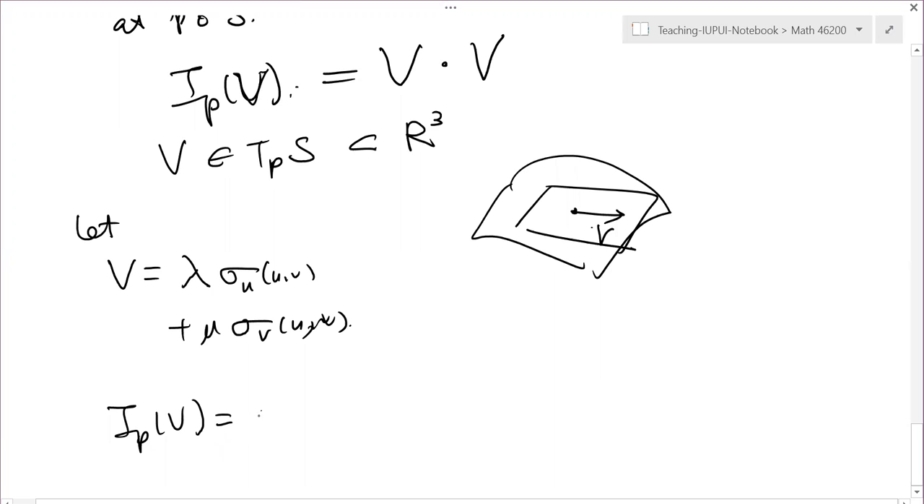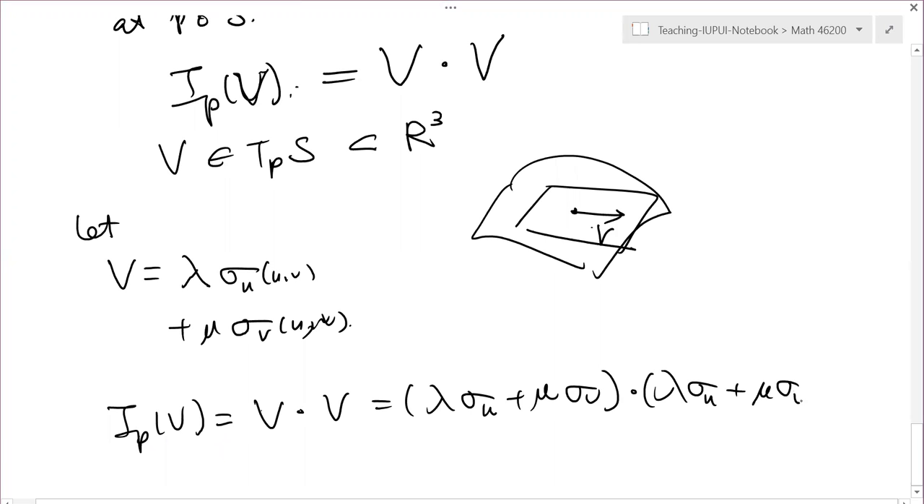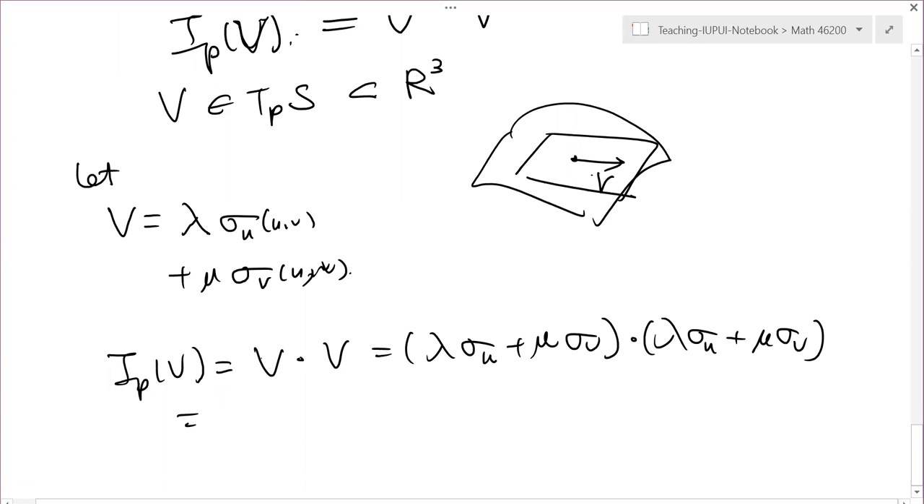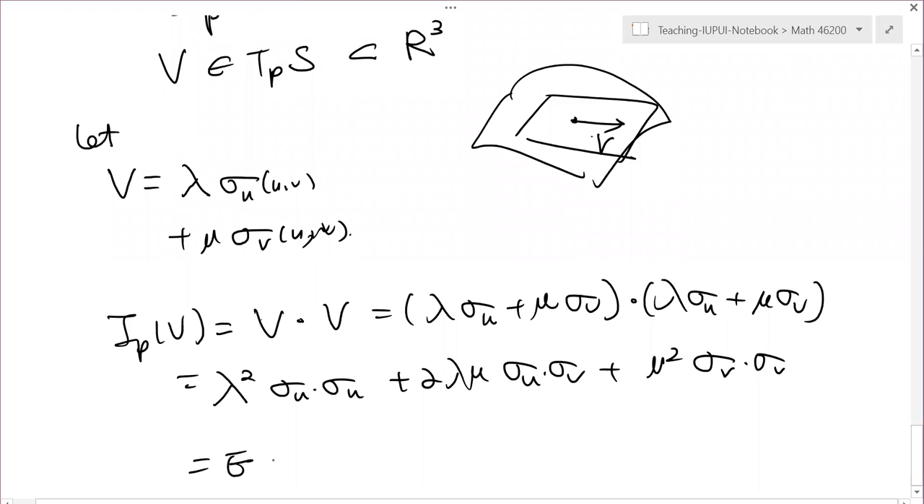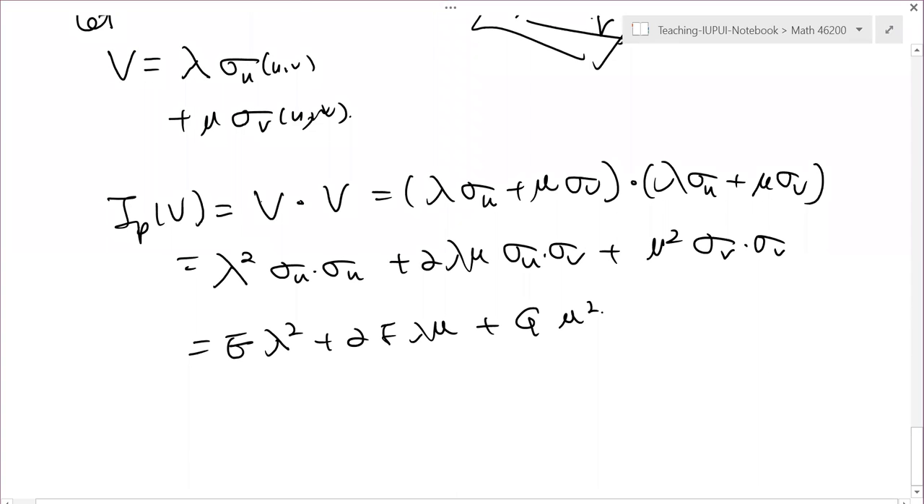So that is going to be v dot v, so it's going to be lambda sigma u plus mu sigma v dot lambda sigma u plus mu sigma v. So when you multiply this out, it's nothing but E lambda squared plus 2F lambda mu plus G mu squared. All right, so that's the so-called second order form.